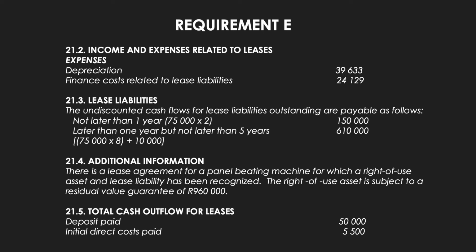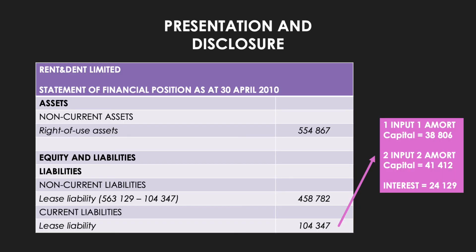And then the last subnote needs to detail the cash outflow for leases for the year. So we paid the deposit of 50,000 Rand and we paid the initial direct costs of 5,500 Rand. That then brings us to the end of requirement E. The last thing that we need to discuss is the presentation and disclosure of the right of use asset and the corresponding lease liability in the Statement of Financial Position as at 30 April 2010.